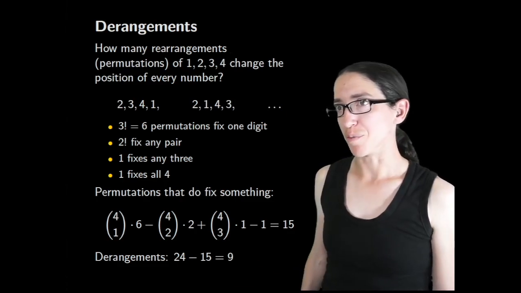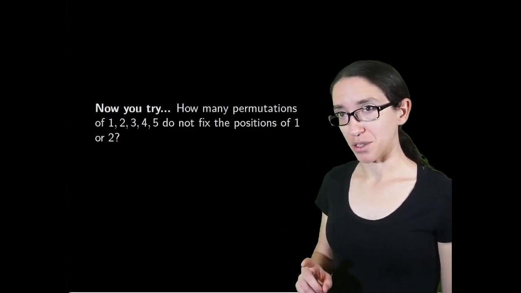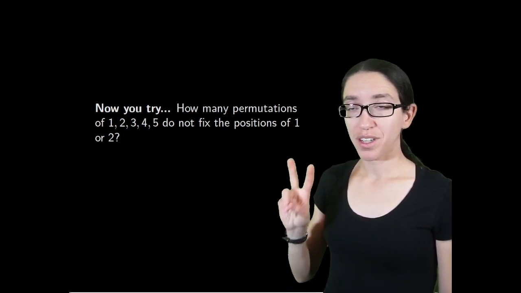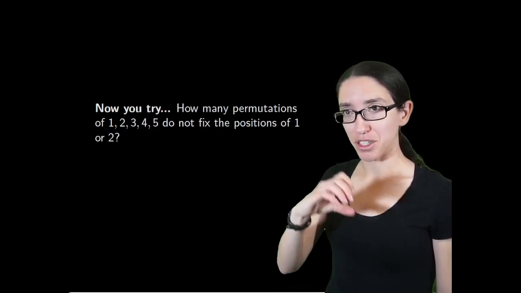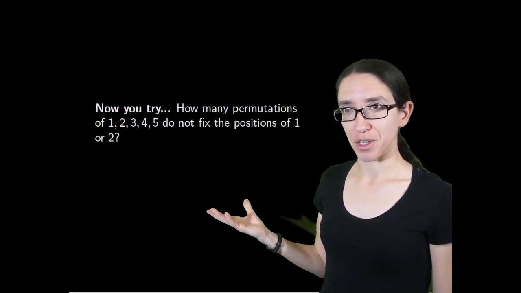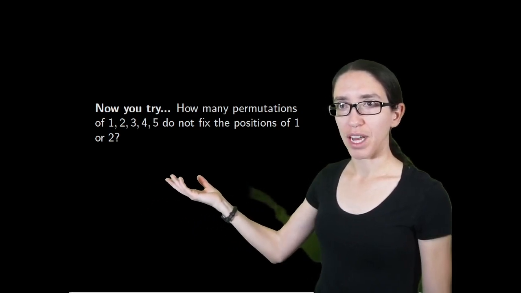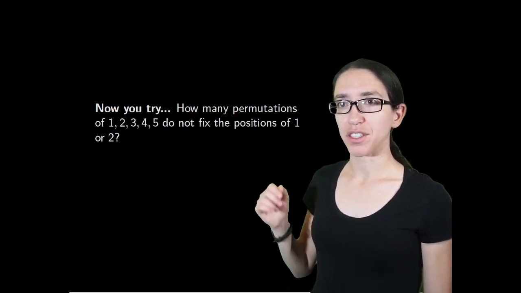And you can try to find them all on your own. But now you try a problem that uses the principle of inclusion-exclusion, but only for 2 sets. So it's going to be a Venn diagram with just 2 sets, and it is in terms of permutations, though, and related to the derangement problem that we just did. How many permutations of 1, 2, 3, 4, and 5 do not fix the positions of 1 or 2?